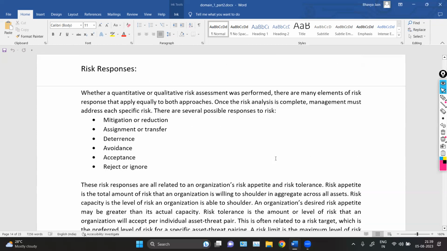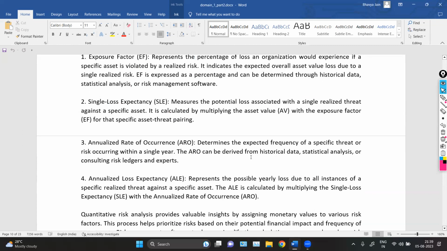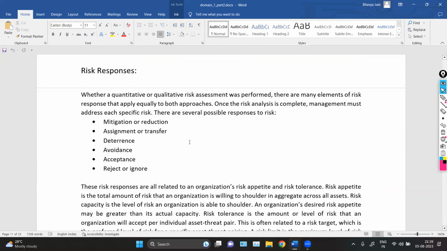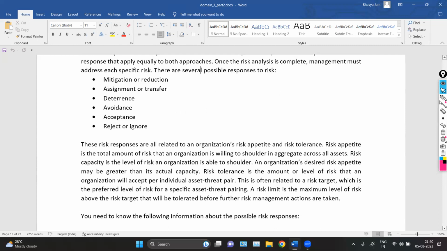Then we have risk response. So after calculating the risk, after calculating these factors, after doing the qualitative or quantitative analysis, then we have risk response. Whether a quantitative or qualitative risk assessment was performed, there are many elements of risk response that apply equally to both approaches. Okay, so once the risk analysis is complete, management must address each specific risk. So we have these possible risk responses.